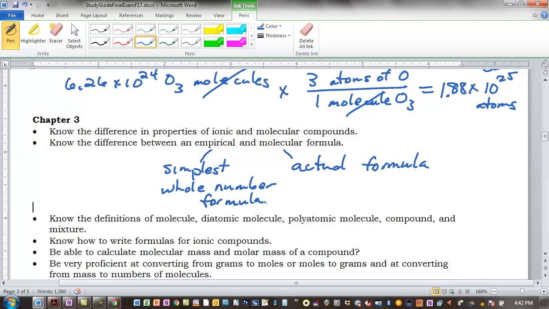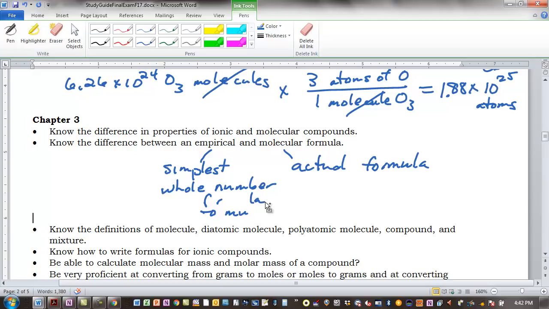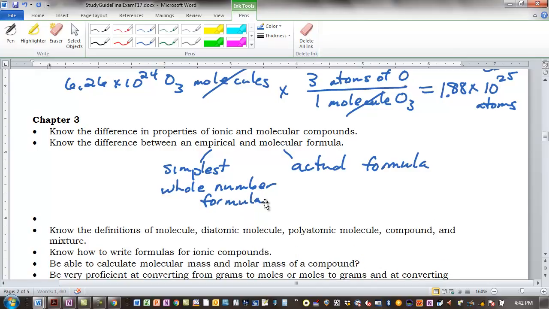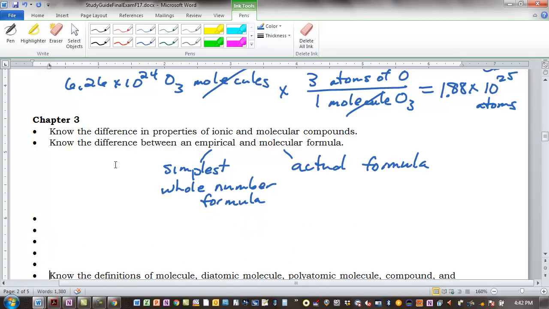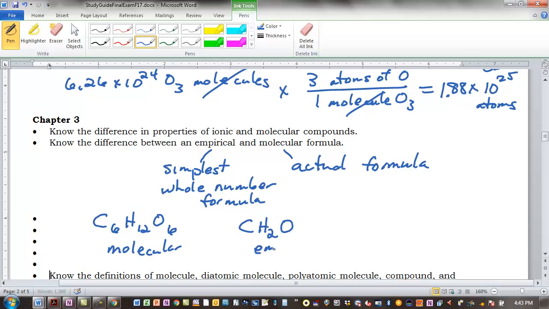As an example, if we had glucose, that is the molecular formula of glucose. That's its actual formula. What would the empirical formula look like? Divide by 6 and we get CH2O. So this is the molecular, and this is the empirical.